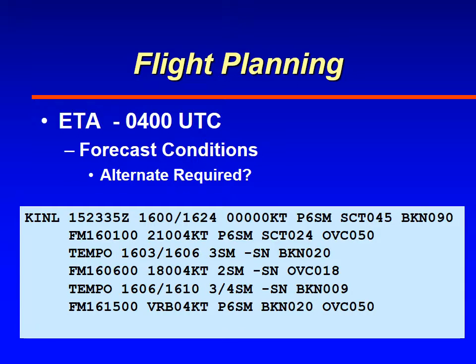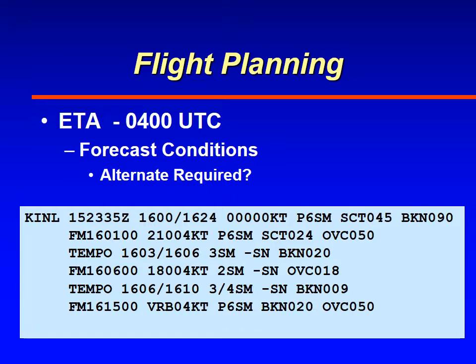So looking at that, that falls in between the from group that starts at 1 and the from group that starts at 6. So during that time period, you see the weather conditions are wind 210 at 4, visibility is better than 6, scattered at 2,400, overcast at 5.